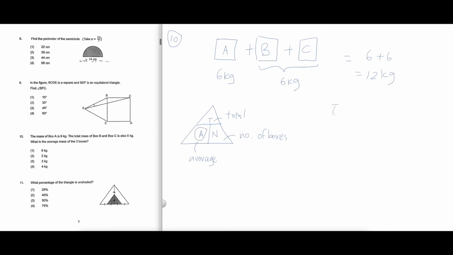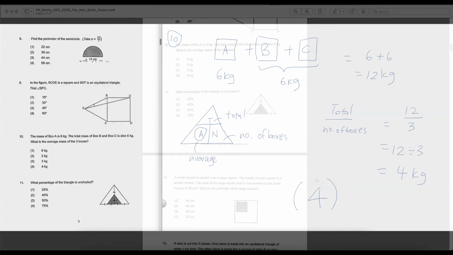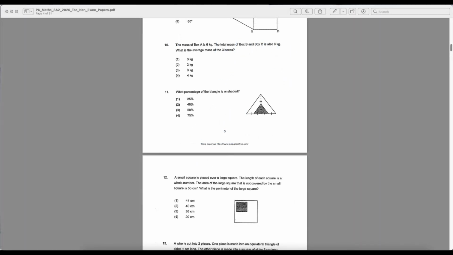So my total is 12, and my number of boxes is 3, so it's 12 divided by 3. No working is needed, this is multiplication, so your answer is 4 kg. Okay, your answer is option 4. You guys understand? Very straightforward. And I'm gonna move on. Alright, let's do question 11 now.